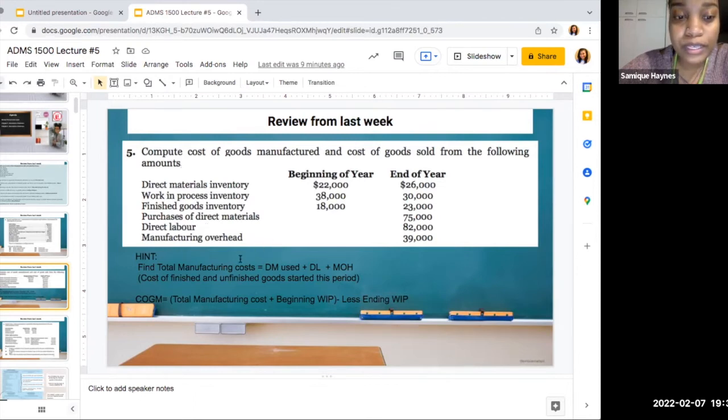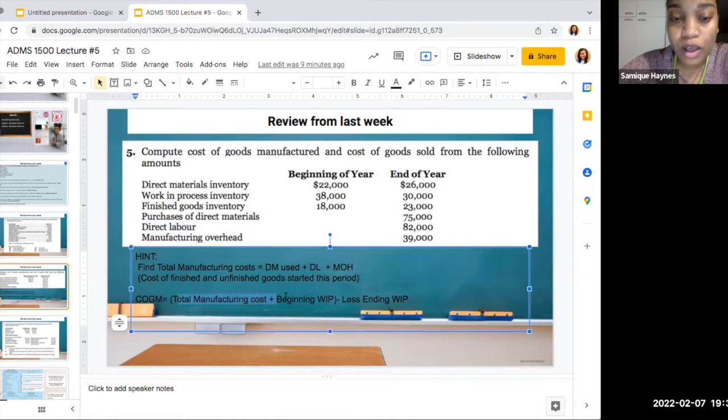Now, the first thing we need to realize is that the cost of goods manufactured formula is total manufacturing cost plus beginning WIP, work in process, minus ending WIP, okay? Another way to think of work in process is unfinished goods. So total manufacturing cost plus the beginning unfinished goods less the ending unfinished goods will give you cost of goods manufactured. But as you see, we don't just have a total manufacturing cost. This right here is missing in this equation.